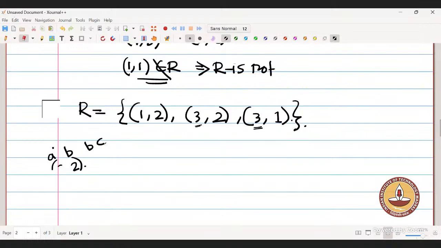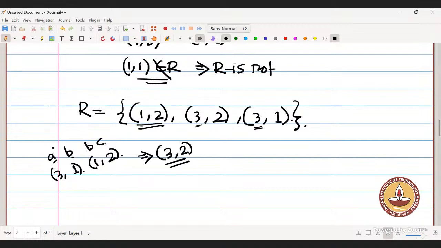So the last option is (3,1). Now, yeah, there is one. If this is my (A,B), there is one ordered pair which starts with 1, so this is (1,2). Then the transitive relation says if (A,B) and (B,C) are there, then this should imply that (A,C) is there. So (A,C) is (3,2), which is inside R. So that means the relation is a transitive relation.